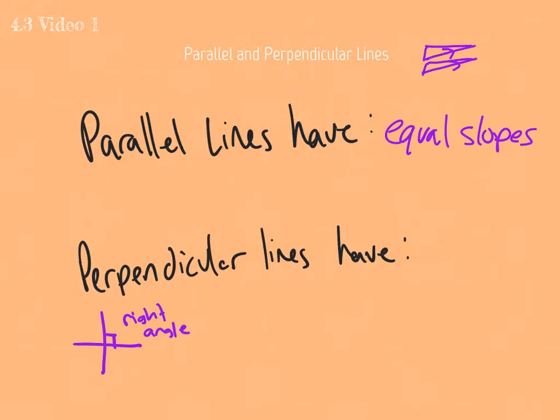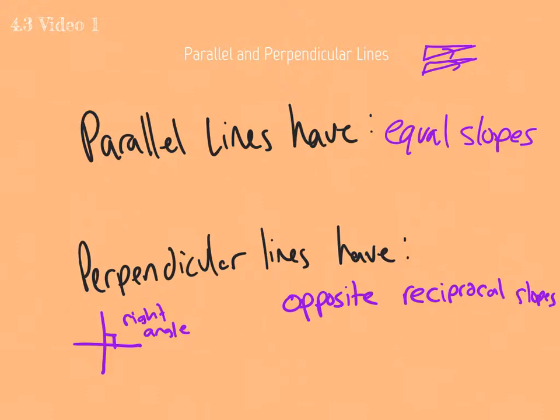So for perpendicular lines, when we look at their slopes, the slopes are opposite reciprocals. So we say opposite reciprocal slopes.